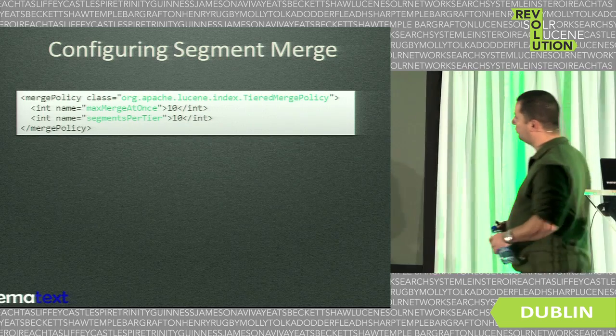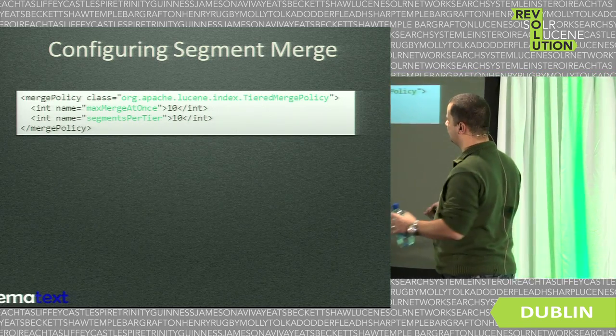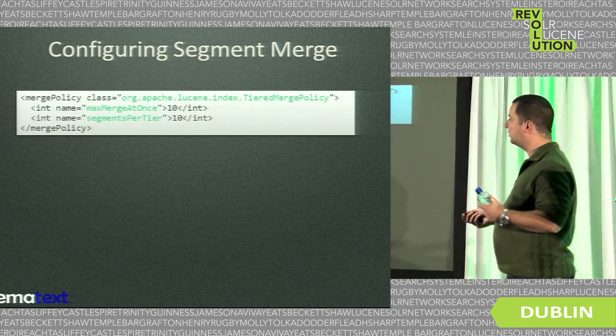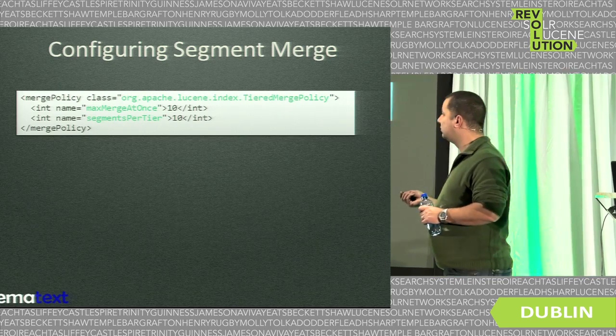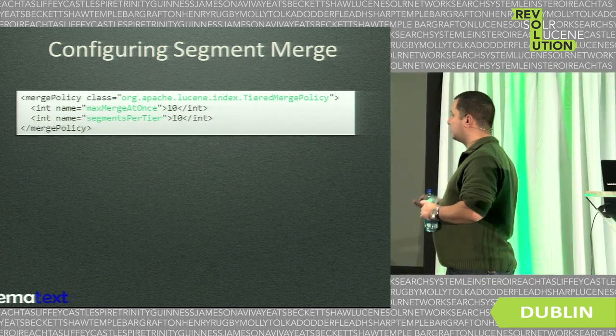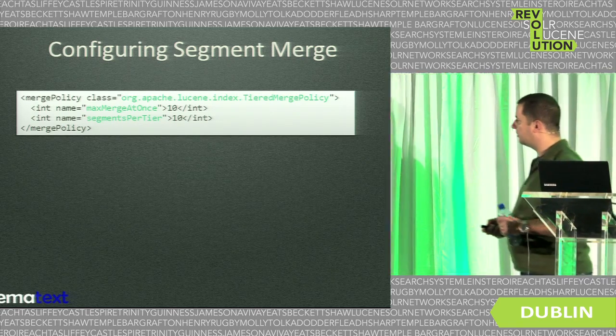We have 2 parameters configured here, as examples. I wanted to show maxMergeAtOnce, which specifies how many segments can be merged at once, and segmentsPerTier, how many segments per tier, per level, can be merged at once. In both cases, there are 10.